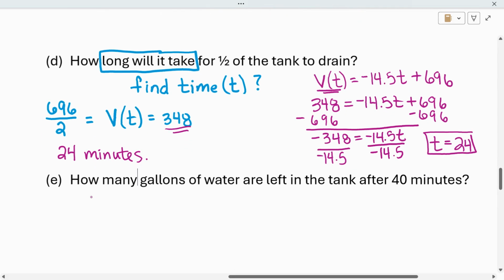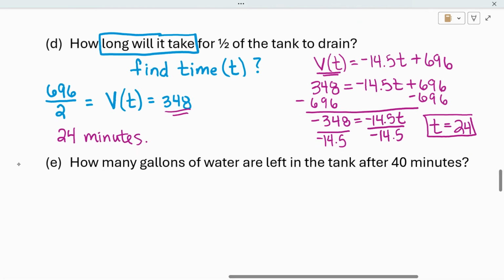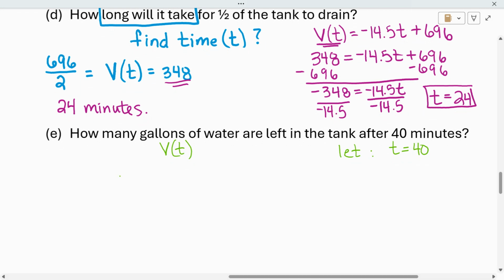24 minutes. This last question asks us how many gallons of water, that's asking about our volume, how many gallons of water are left in the tank after 40 minutes? So that means that we're going to let t equal 40. So we're going to use that same equation, V of t equals negative 14.5t plus 696. And we're going to replace t with a 40.